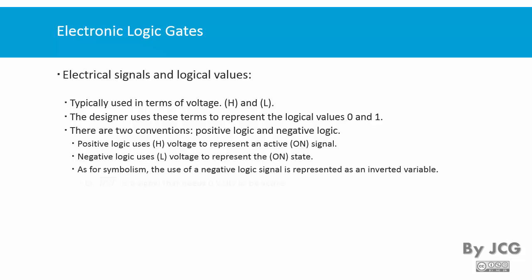As a symbolism, we use the negative logic signal with an inverted variable. For example, there's a very common signal called reset, and usually reset is written with an inversion bar on top of it. This means that there is a need of 0 volts in order for this signal to be active.